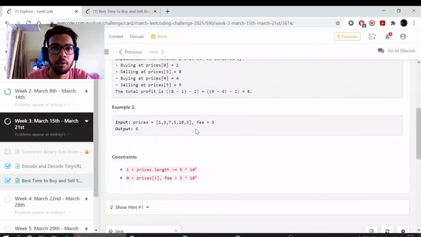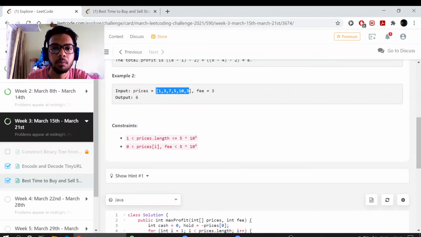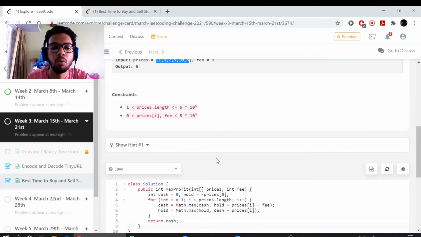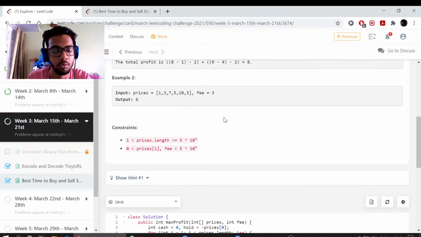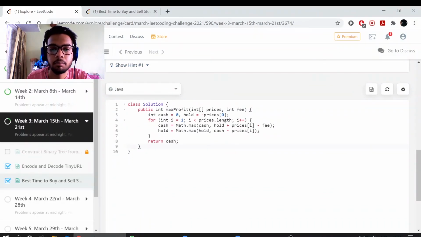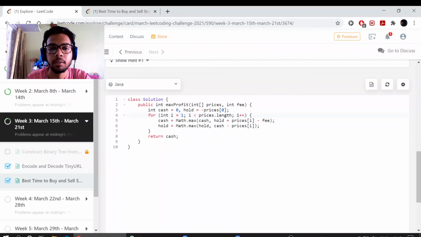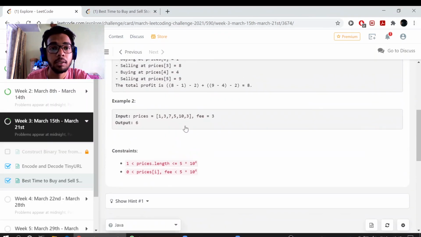If you try to do this problem on a sample case such as this one, by calculating hold and cash for each time, this problem will be crystal clear for you. And that's it for this problem, guys. The time complexity is clearly n here, because that's just one loop that's running there. And space complexity is 1, because we don't need any extra array. And that's it for this video, guys. Thank you so much for watching.